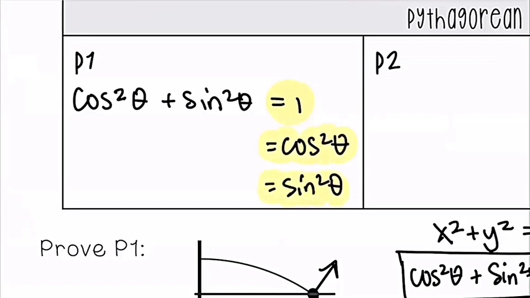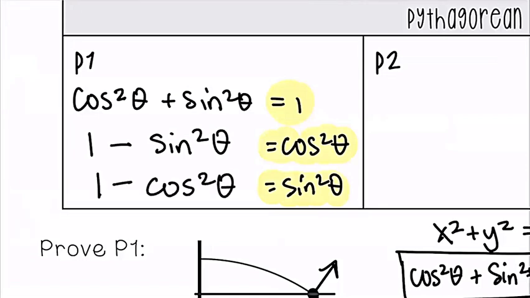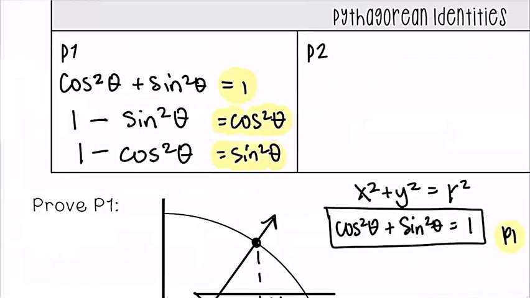So if I wanted to get cosine squared by itself, I'd move the sine squared over here. It's positive, so I'd subtract it. So I'd have 1 minus sine squared. Then if I want to get sine squared by itself, I'd move the cosine squared. Cosine's positive, so it'd be 1 minus cosine squared. And here are the three options.